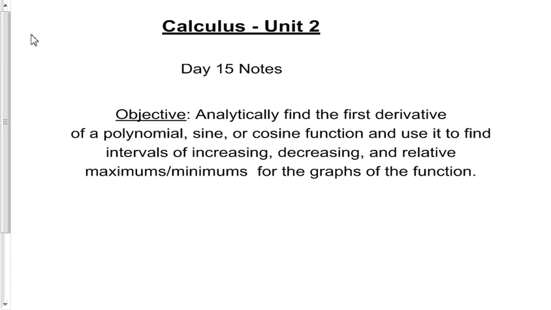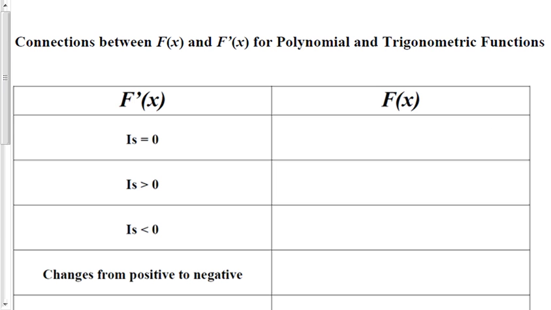Right, day 15 notes. The objective: analytically find the first derivative of a polynomial, sine, or cosine function and use it, meaning use the first derivative, to find intervals of increasing, decreasing, and relative maximums and minimums for the graphs of the original function. So on page 1, we're going to make connections between an original function and its derivative for both, in the whole section, polynomial and trig functions.